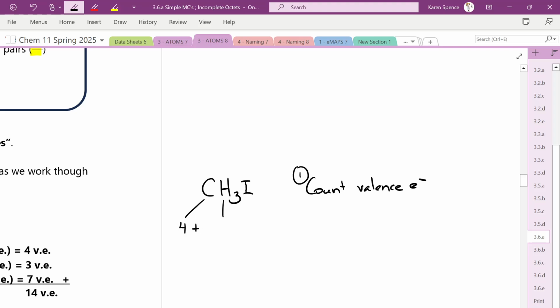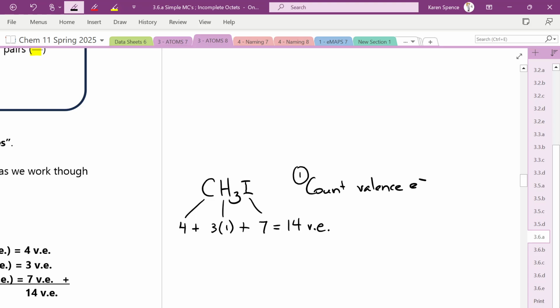How many valence electrons does hydrogen have? Hydrogen has 1, but I have 3 of them, so it's going to be 3 times 1. And then I have iodine, which is in group 17, it has 7. And now we're going to add those all up. 4 plus 7 is 11, plus 3 is 14. Okay, so step number 1, count the valence electrons.